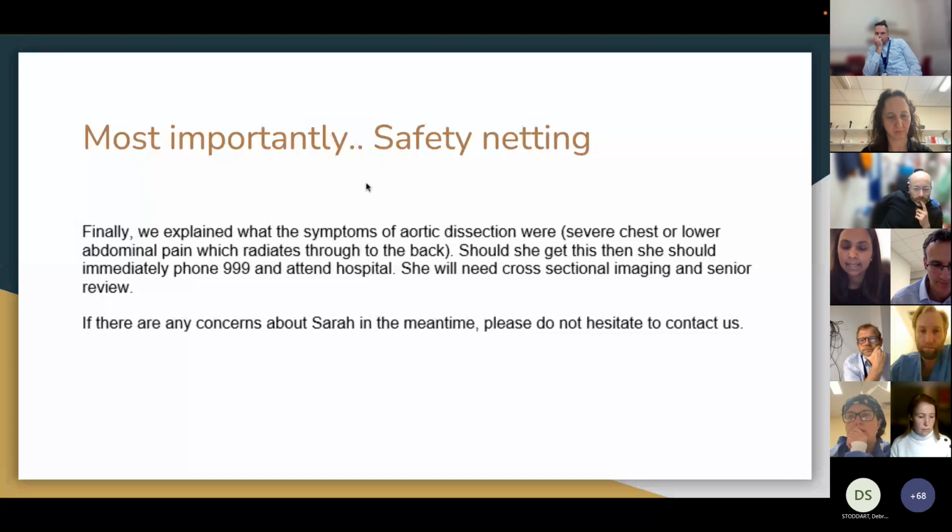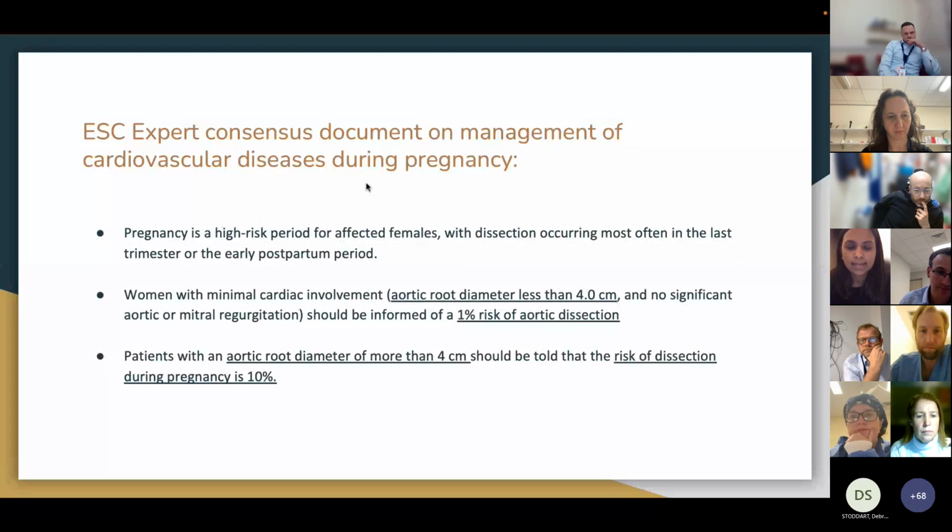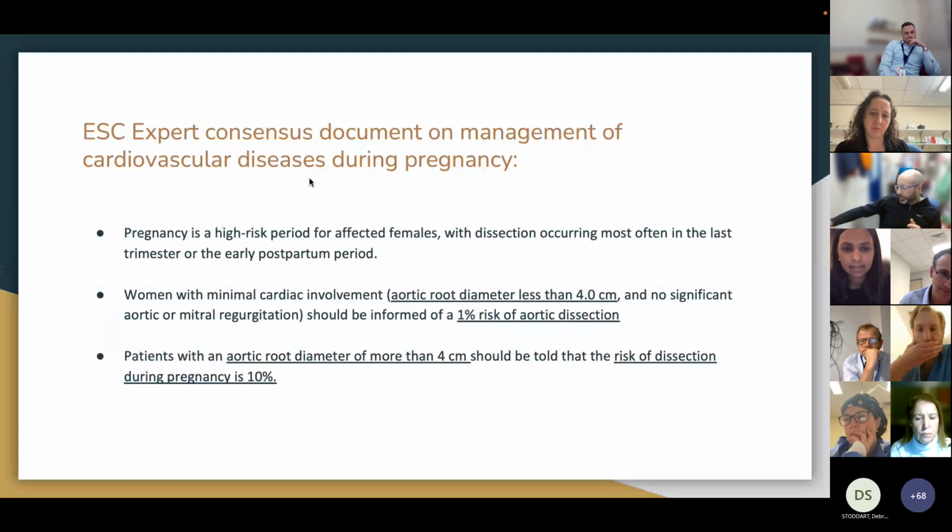And we also said if she had any concerns, or were to develop any concerning symptoms, to contact us. So, Justine has already gone through this, but essentially we talked about the risk of dissection. If the aorta is less than 4 centimetres, there's a 1% risk, but if it's more than 4 centimetres, then 10%, which is quite high, 1 in 10.